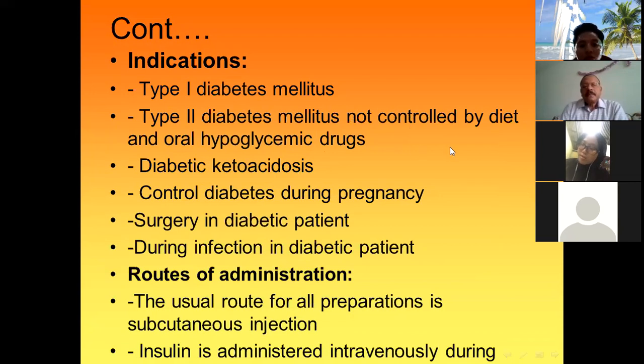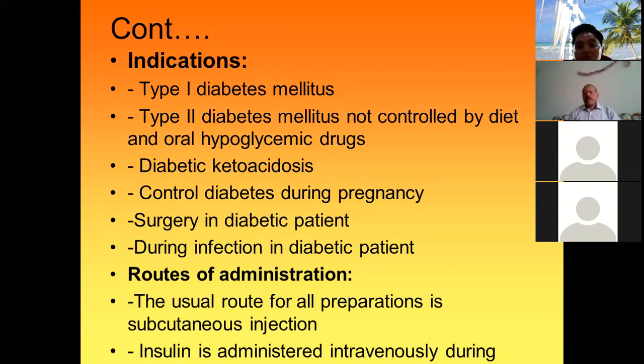Again, type 2 is not almost always in need of insulin. If type 2 is not well controlled by diet and oral hypoglycemics, which we spoke about last time, different types, sulfonylurea and others, in this situation we may be in need of insulin. Emergencies like diabetic ketoacidosis and diabetic coma are all situations in need of insulin.